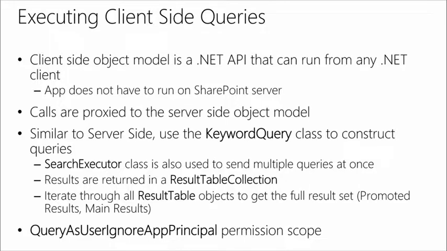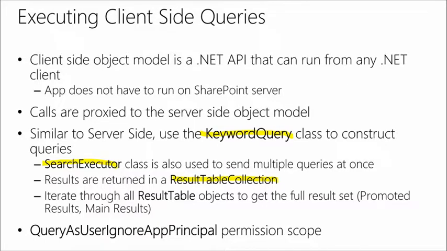So, okay, let's talk a little bit now about doing it from the client side. You'll notice that being able to do it from the client side can be done through .NET, which this calls out, but I also want to highlight that this can be done through JavaScript as well. There is the CSOM inside of JavaScript as well. It's almost the exact same options. We're going to set up our keyword query object, utilize the search executor, and get that result table collection. So it's basically the exact same code that we saw before.